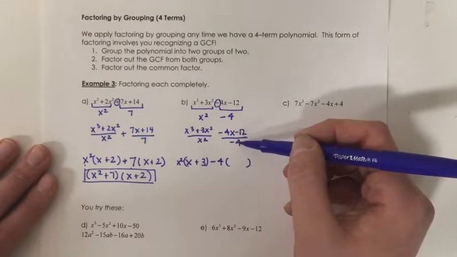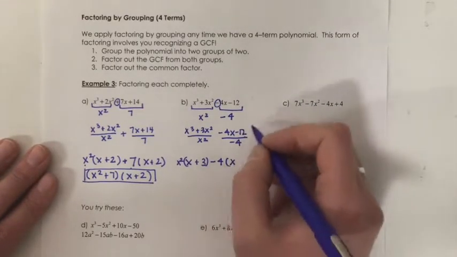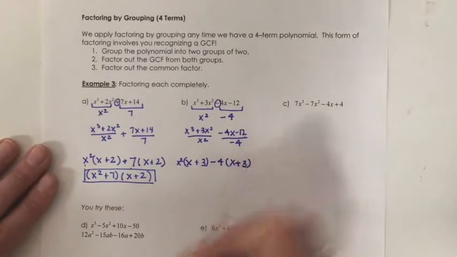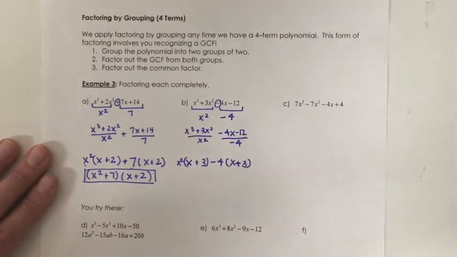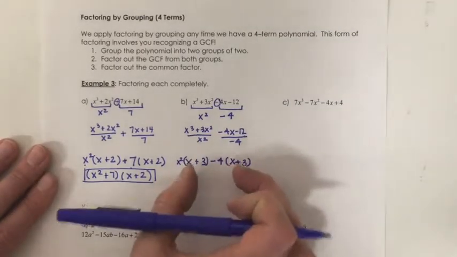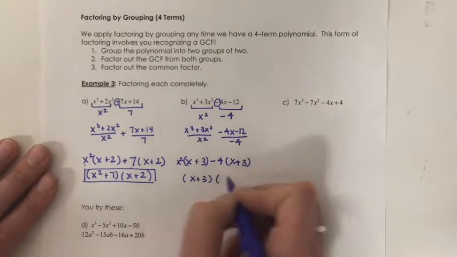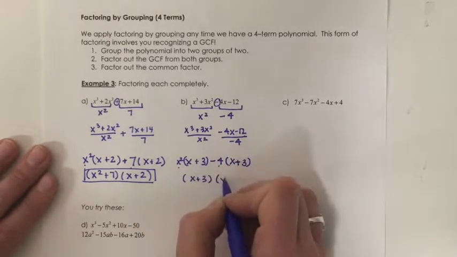Negative 4x divided by negative 4 is x. Negative 12 divided by negative 4 is positive 3. So think about the opposite of distributing. You can think about taking that x plus 3 out front, and then my leftovers are the other factor, x squared minus 4.